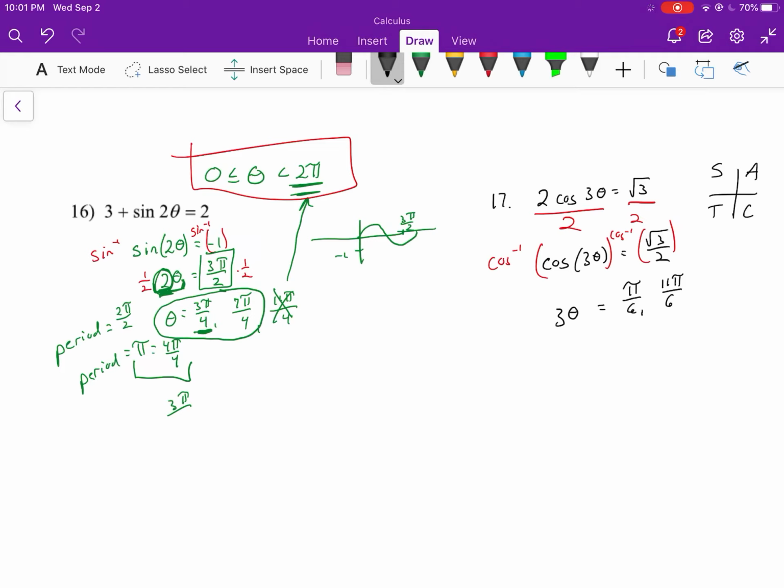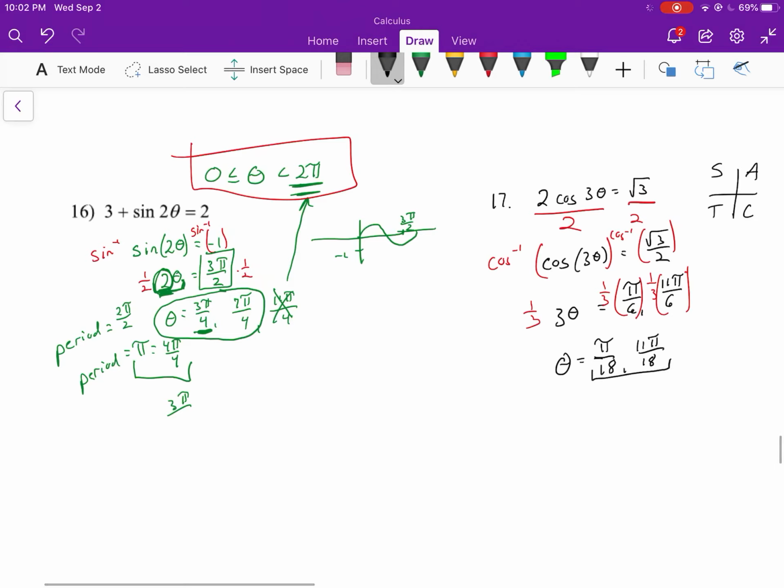Now, what we mentioned earlier is we have this 3 theta here, so we're going to multiply both sides by 1/3. And when we multiply both sides by 1/3, you're really multiplying each answer by 1/3, because we had 2 answers here. And so we get theta is equal to pi over 18 and 11 pi over 18. Now, I'm going to call that our first group of answers.